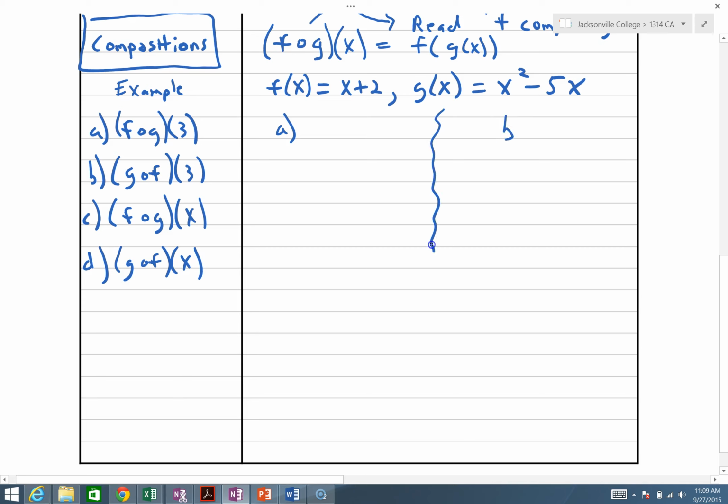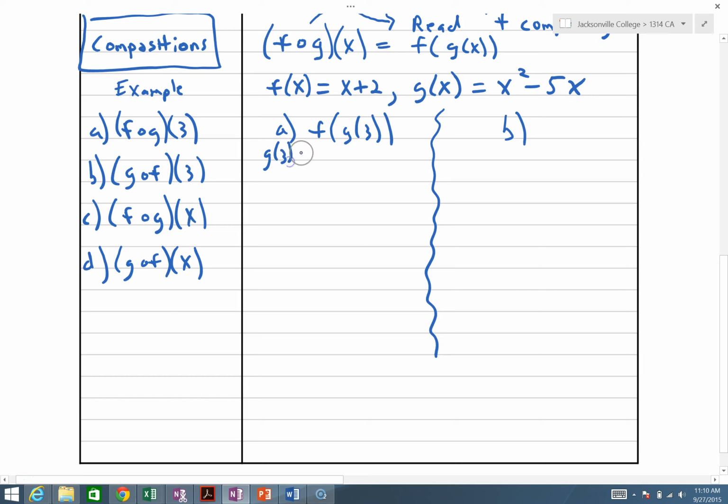Okay, draw a little line down. So I want to look at F of G of 3. This is saying evaluate G at 3, and then whatever comes out, we're going to evaluate F for that. Stated another way, F of G of 3 is equal to F compose G of 3. So we're going to find G of 3, whatever comes out is going to go into F. Let's find G of 3 first.